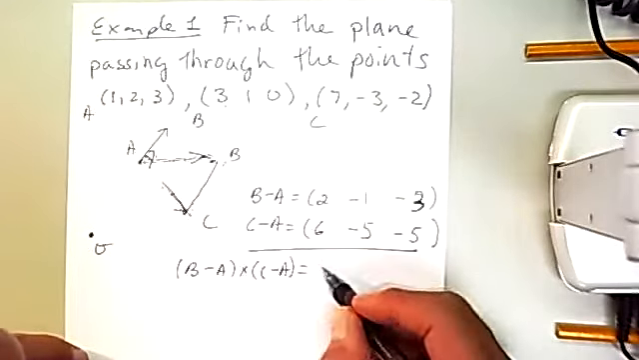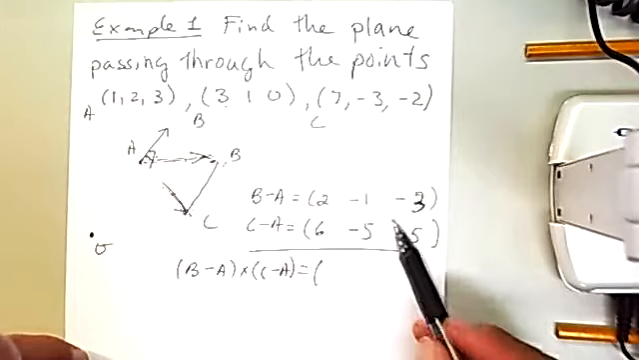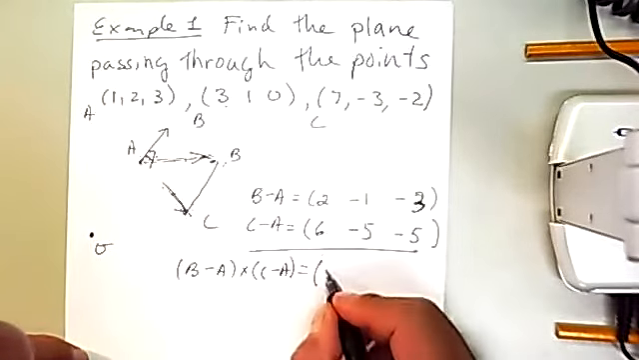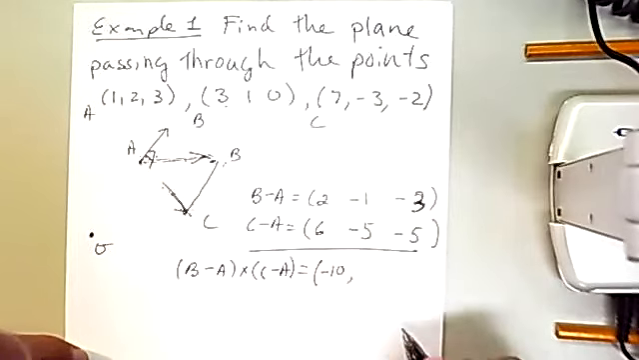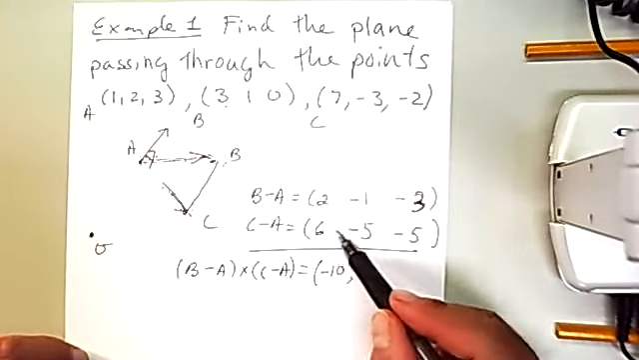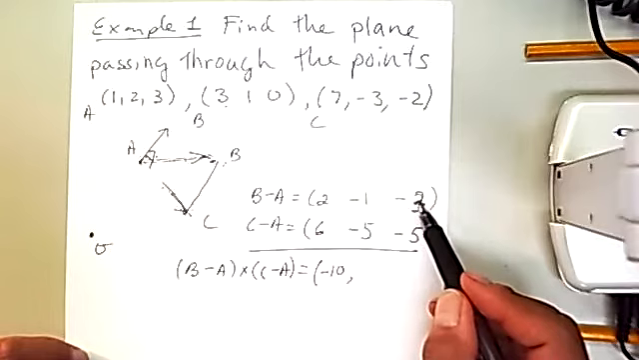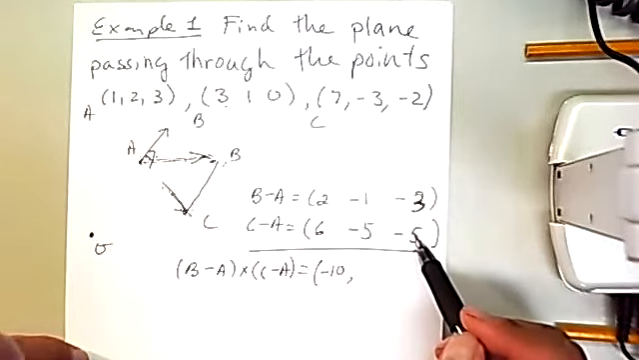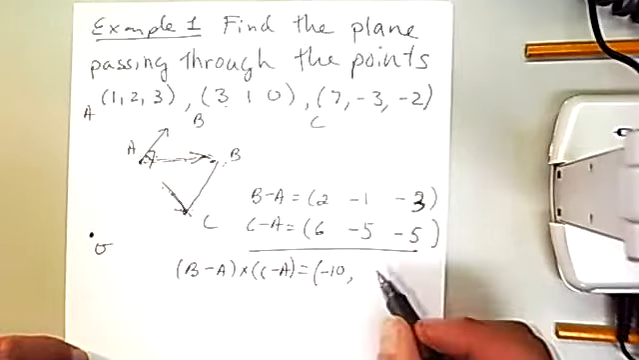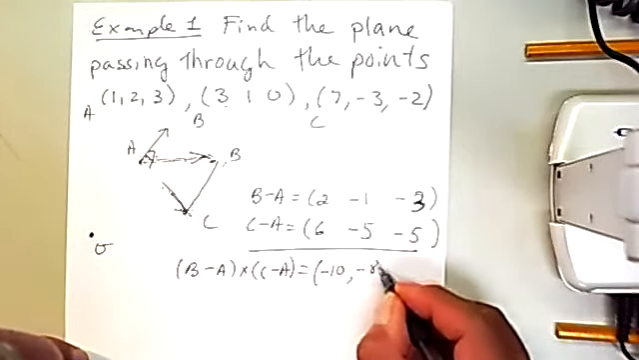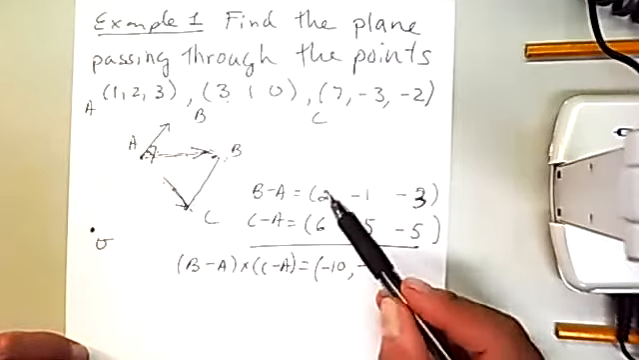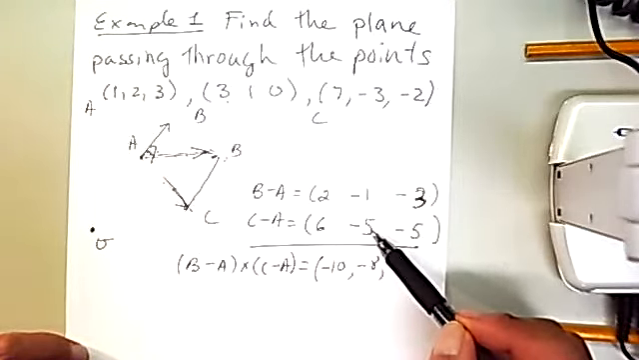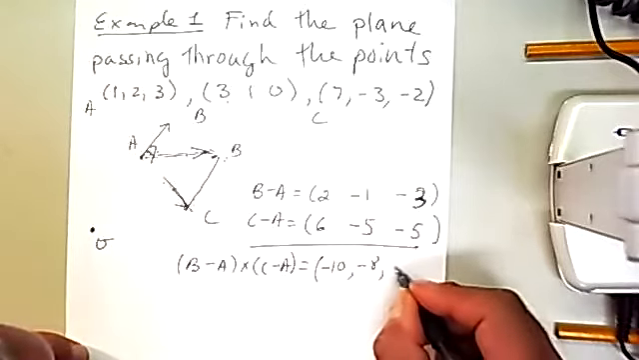Let's see, the first coordinate of the cross product is going to be 5 minus 15, negative 10, comma. Then we multiply those two, negative 18 plus 10, negative 8. And then the cross product here is negative 10 plus 6, negative 4.